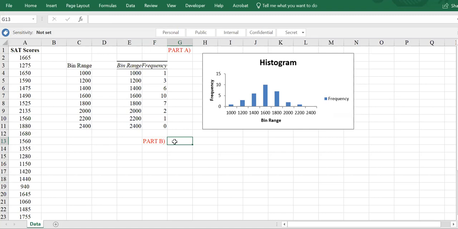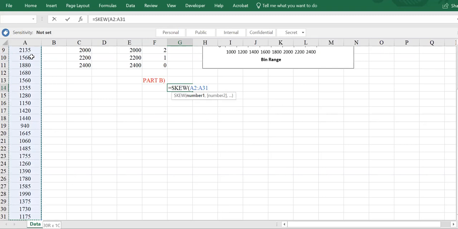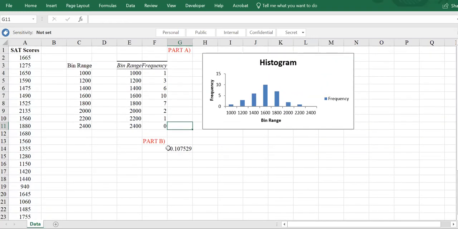But if you want to support your observation, you can always use the skew function here, and put in your data points. If the skew function returns a positive number, that means the distribution is skewed to the right. If it gives you a negative value, it means that it's skewed to the left. Zero is a symmetrical or normal distribution. It's pretty close to zero, but still it's positive. So you can say the distribution is slightly skewed to the right. It's pretty symmetrical, but still.